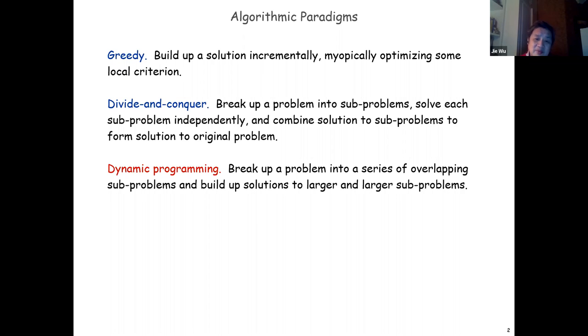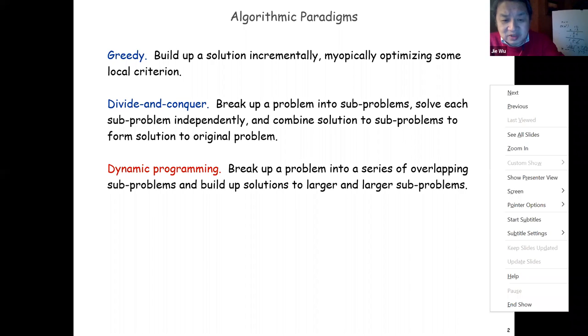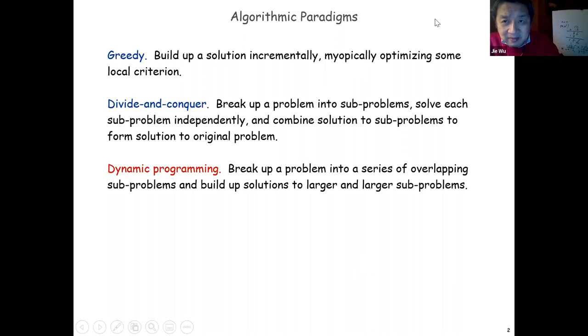For example, suppose we have 10 elements. Now let me show this one. I think this is even more important than giving you a solution, because it's a way to tell you how you solve a dynamic programming problem.